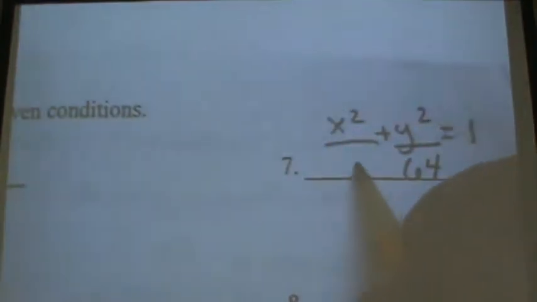So the center is (0, 0). So it's going to be x squared plus y squared equals 1. Now the bigger number is 8, and you're going to put 64 underneath y and 9 underneath x squared.